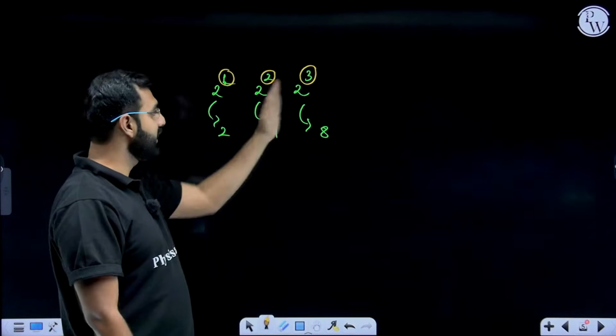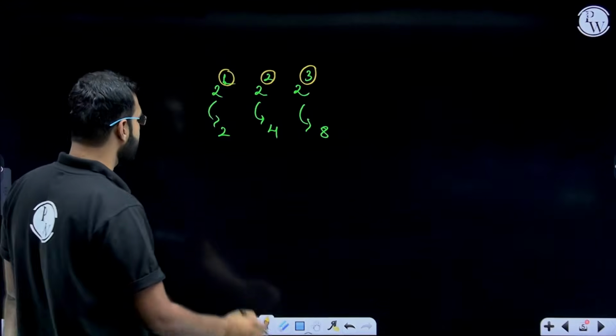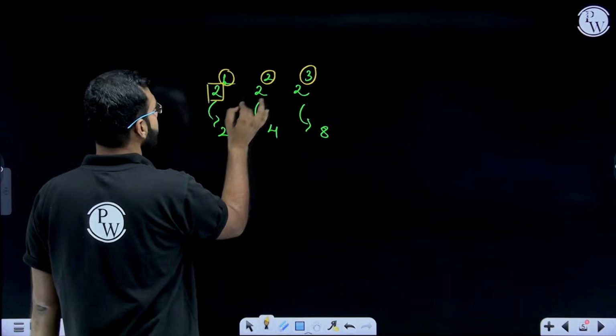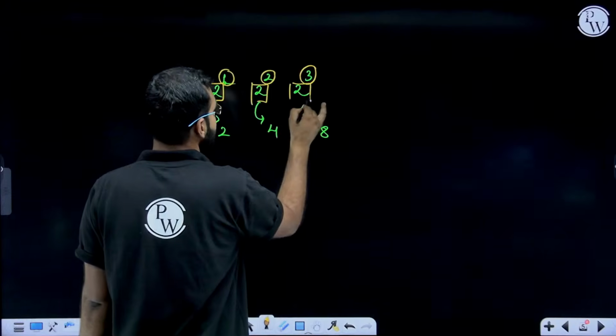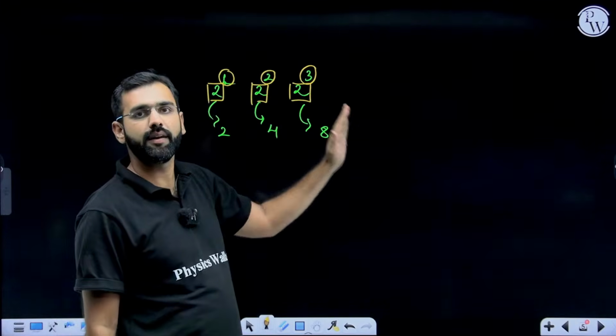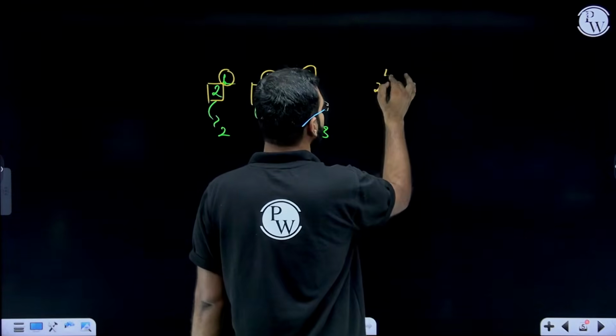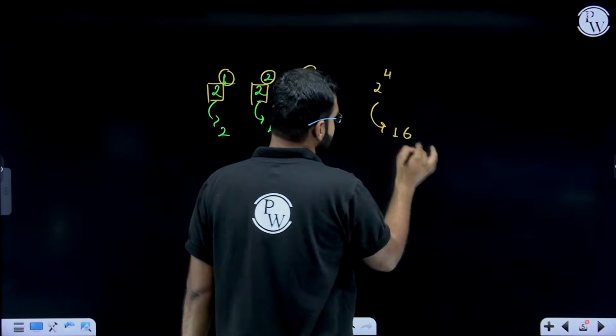2 when raised to certain powers. Now the base is fixed. What do I mean by this? This base 2 is fixed in all these three cases. On the basis of this, when I'm raising it to certain different powers, I'm getting certain different values. As we all know, when I raise 2 to the power 4, I would be getting 16.